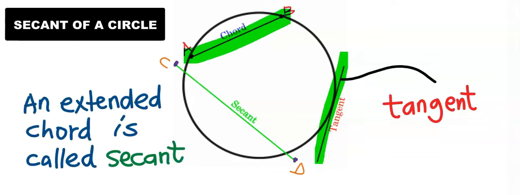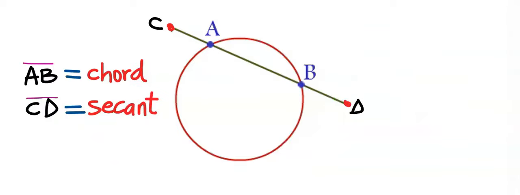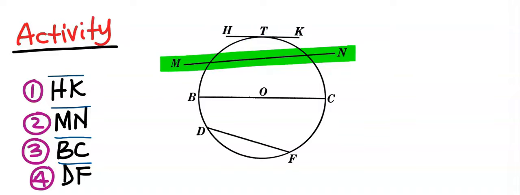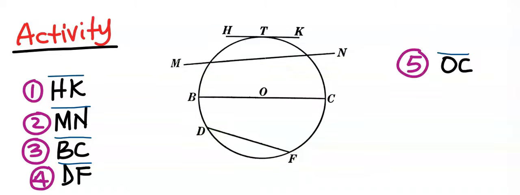Line AB is a chord. An extended chord is simply known as a secant. Points A and B are on the circle, but points C and D are outside the circle. In this activity, identify line HK, MN, BC, and DF. And lastly, identify line OC.